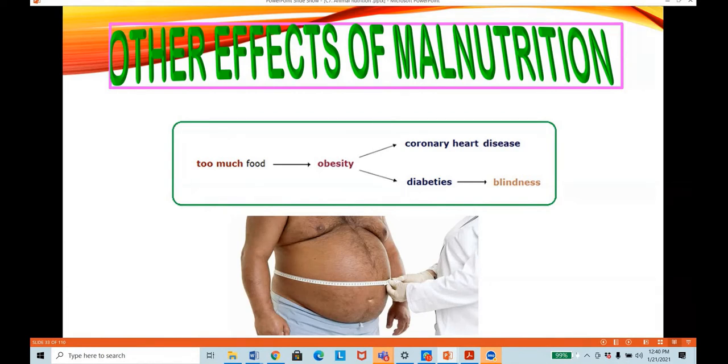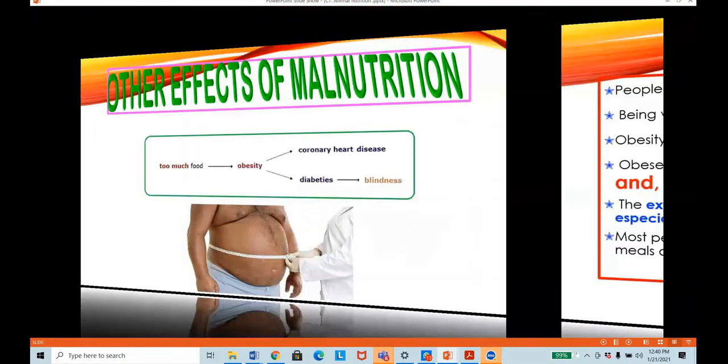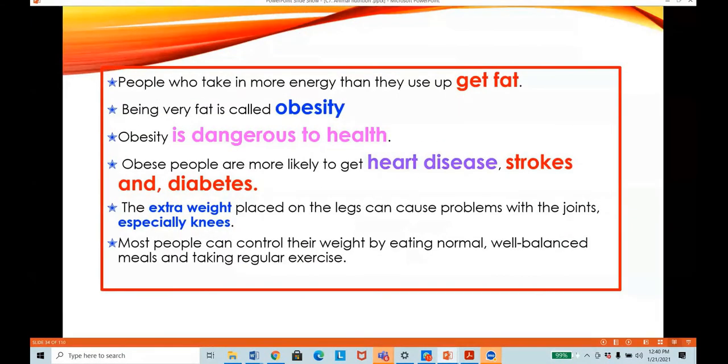So obesity is very bad because it might lead to many dangerous conditions like coronary heart disease, strokes, and also diabetes. Diabetes is the high blood sugar levels in the body, which also can make you blind. And diabetes is a very serious disease which might cause fluctuations in your blood sugar levels and also in the blood pressure. Let's talk about the coronary heart disease and these diseases in detail now.